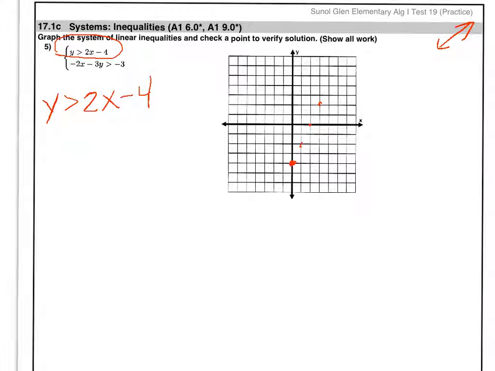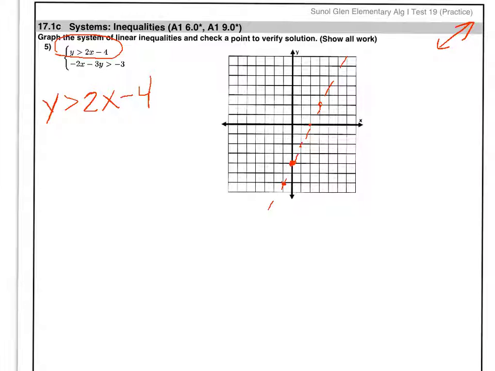Okay, and so the next thing I have to do is I have to decide if my line is supposed to be dotted or solid. Well, because this is a greater than symbol, I'm going to make it dotted. It's not equal to, so therefore he needs a dotted line.